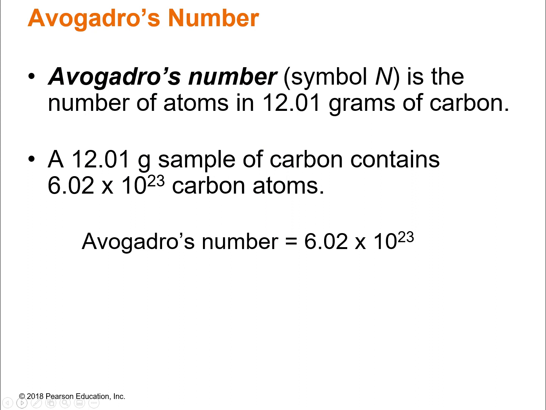Avogadro's number. This is a number that you will see a lot from here through the rest of the course. It's the number of atoms in 12.01 grams of carbon. Know this number. On your exams, you're not going to receive an equation sheet that says what Avogadro's number is. You need to know it. And his number is 6.02 times 10 to the 23rd. Avogadro did work with gases, and we'll see him crop up again.